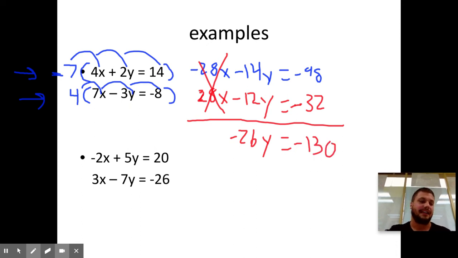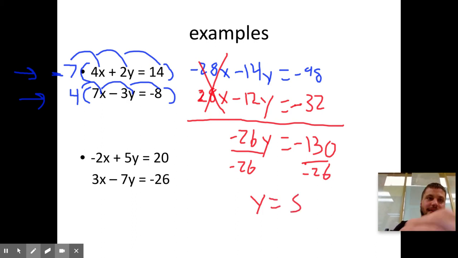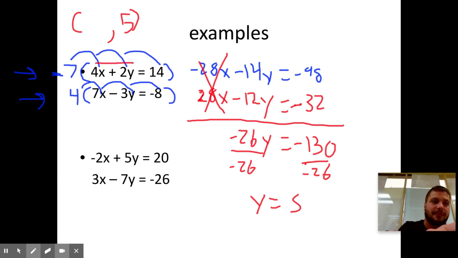When I divide that, sorry, my mental math is really bad today. When I divide by negative 26, I get that y equals 5. Make sure you put that in the y slot now. Don't get confused. Y is 5. Again, I can go back to any of the original equations to solve for x. I'm going to choose this one.